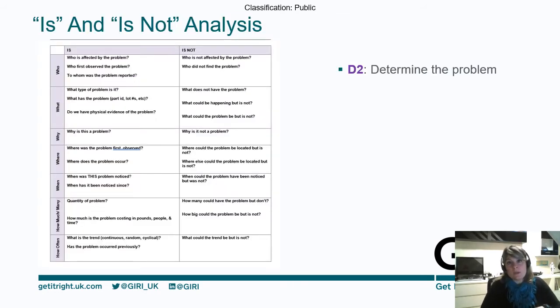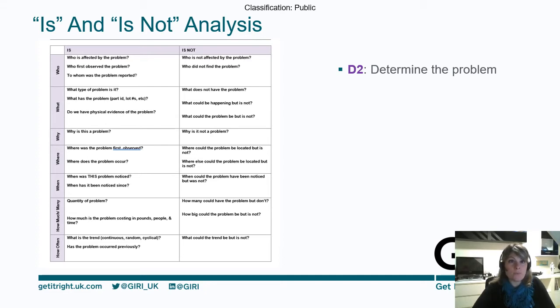Second step is to determine the problem. And one very good tool for that is the is and is not analysis. The is and is not analysis is something that I came across during my original training at Ford. It is very important because it helps you determine what the problem is, but also what the problem could be but is not. And it also takes you through different areas.